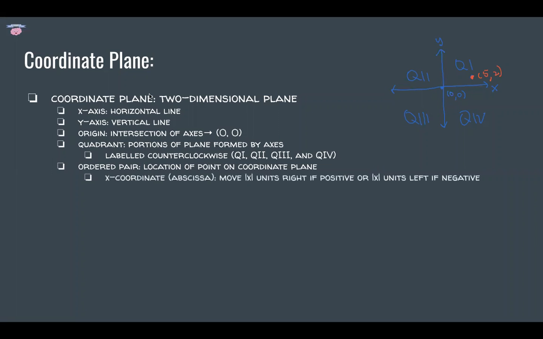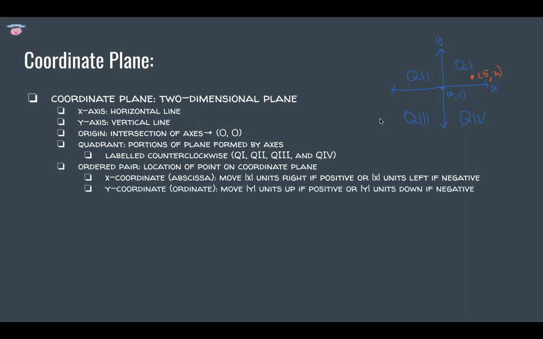The x-coordinate of an ordered pair, or the abscissa, you move x units right if positive, or x units left if negative. So note the absolute value. They're just saying that the distance is always positive. So if the value is positive, so let's take 5 right here, then we move 5 units right. If it's negative, then we move 5 units left. We don't move negative 5 units left. We move 5 units left.